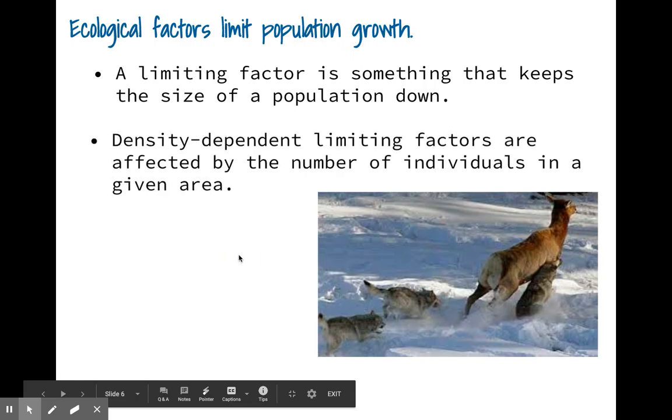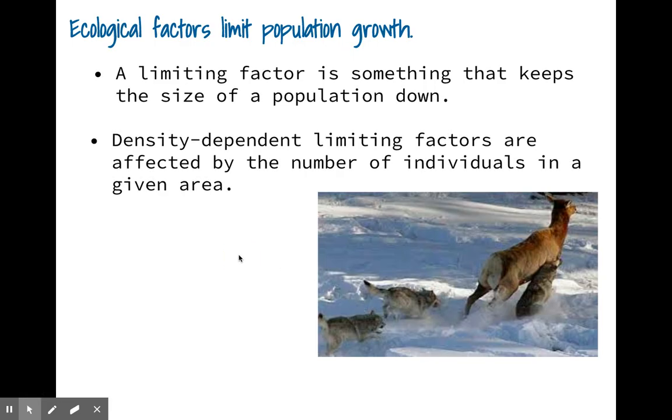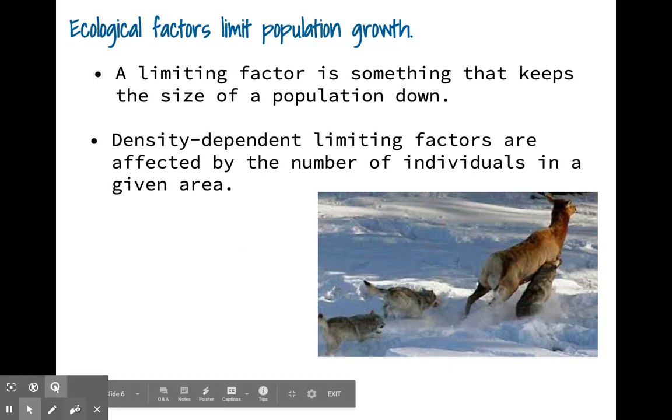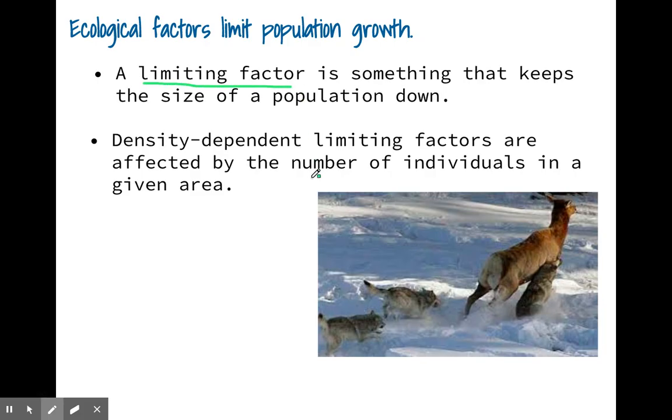Right. Some ecological factors that limit population growth. There are some items that can stop a population from growing. A limiting factor is something that keeps the size of a population down. Limiting factor. Please make sure you know this term.